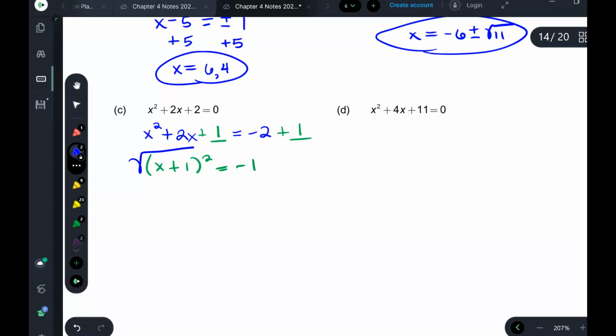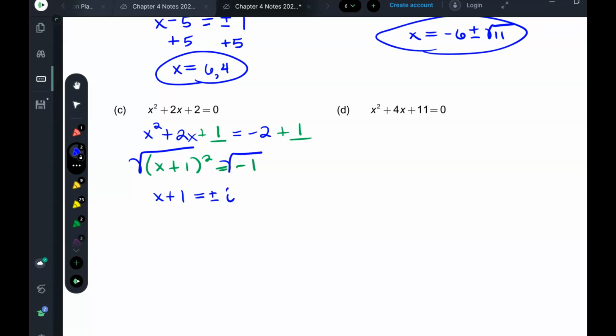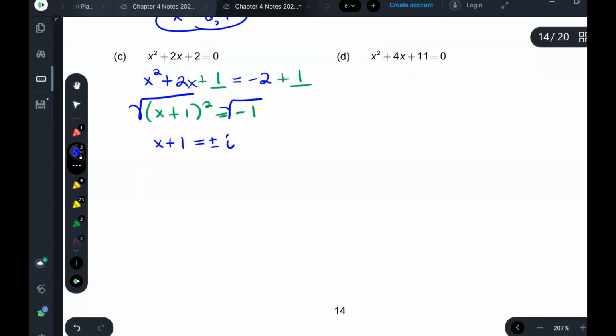So square root both sides. Oh, that's i. How did you get i? Remember, square root of -1, that's our imaginary unit, i. So minus 1? i squared equals -1. Why don't you just do negative one? It's got to be i. It would not be negative one. Plus or minus would not be one i.